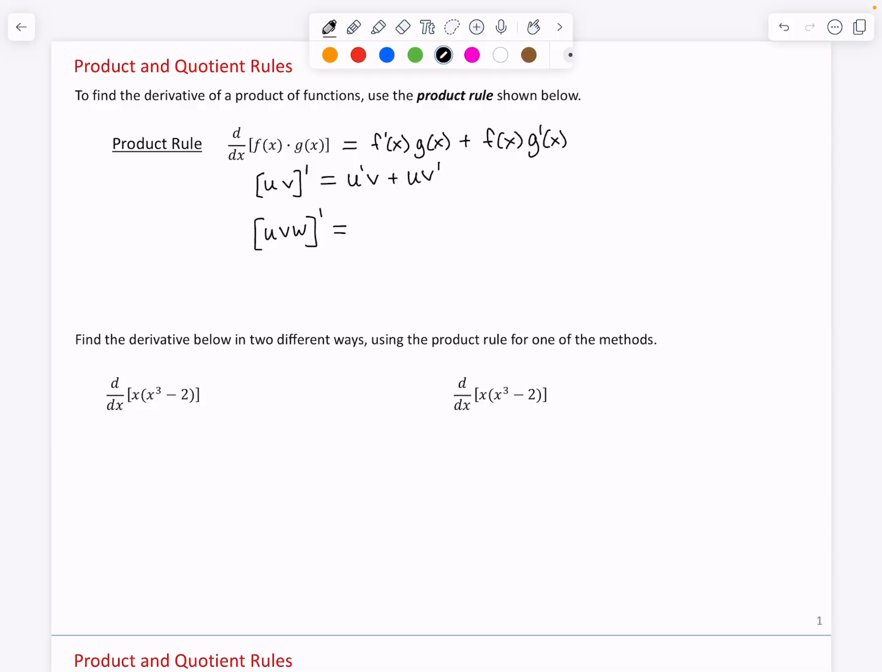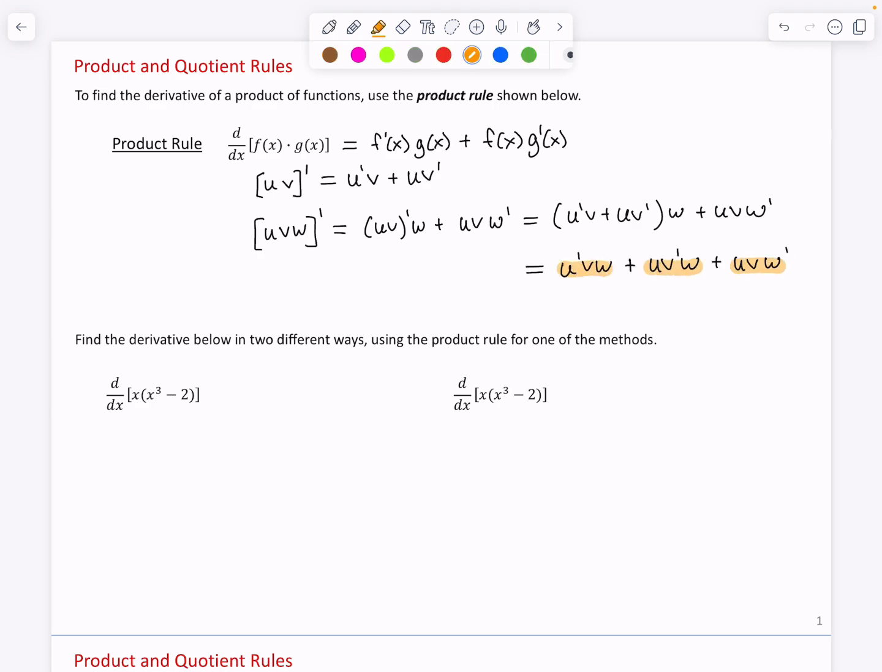If you have three functions u, v, w being multiplied and you find the derivative, you can think of this as a product of uv and w and apply the product rule. So with the derivative of uv times w plus uv times the derivative of w. And then to do this derivative of uv, you do the product rule again, which is u prime v plus uv prime, all of that times w, and then plus uvw prime. Now distribute the w, and notice the result. You write the product uvw three times added together, and then switch the prime from u to v to w.